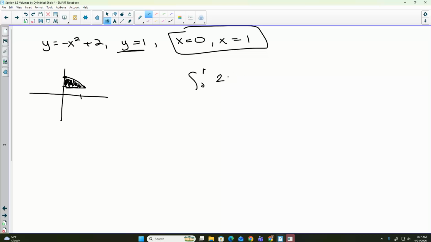So when I set it up, 2 pi, my radius, if I were to take a slab, my radius is still my x value. But what's a little bit different is the height. If you were looking at a slab and measuring the height of it, you're going to have to go from here down to here, right? So it would just be top minus bottom. If it's between two curves, just like if we were doing the washer method, you just do the top one minus the bottom one. So my top is the negative x squared plus 2 minus the bottom, which was just a 1.